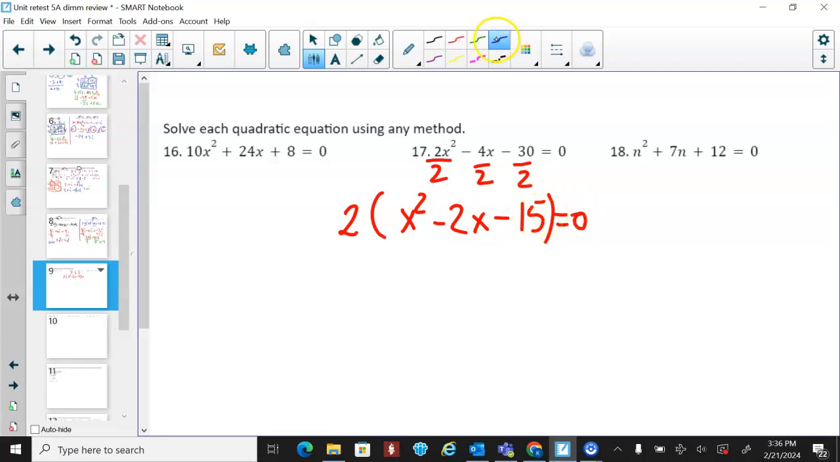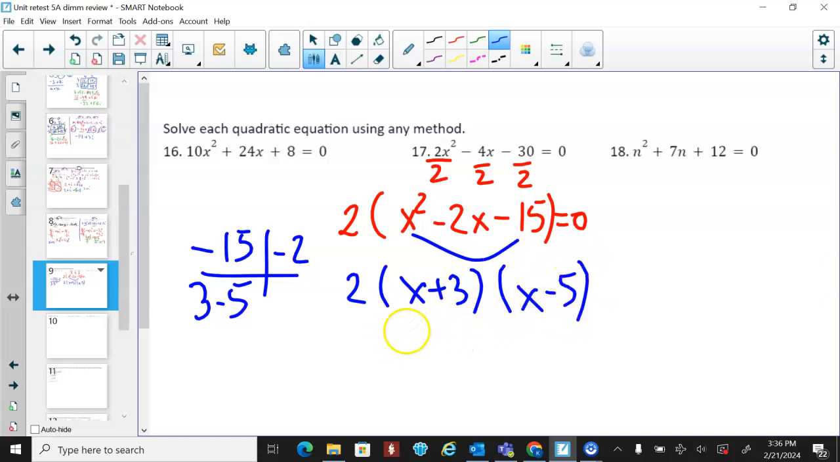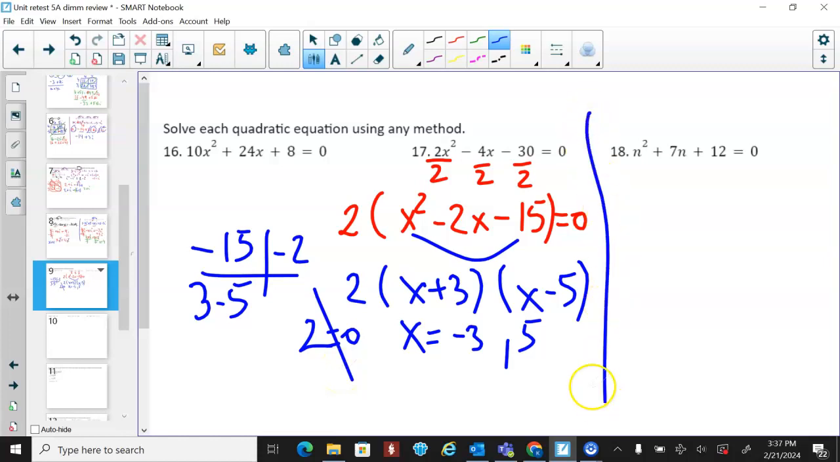I'm going to find 2 factors that multiply to -15 but add to -2. That's 3 and 5, and 5 has to be negative, okay? So with 2 on the outside, I get x plus 3 and x minus 5. When I set them equal to 0, x will equal -3, and then x will equal +5. Now 2 does not equal 0, so that's not a true statement, okay? And I know for a fact that when you graph it, it's going to match my answer.